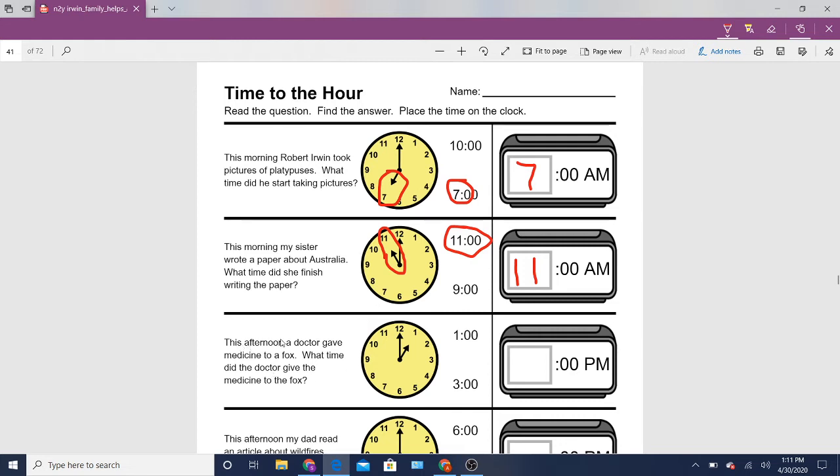The next one, this afternoon, a doctor gave medicine to a fox. What time did the doctor give the medicine to the fox? Let's look for our little hand right here, and we're going to follow it up, and it is pointing to the 1, so it was at 1 o'clock. And we're going to write our 1 in here. So at 1 o'clock. And then PM is in the afternoon, and that's what our description told us here.